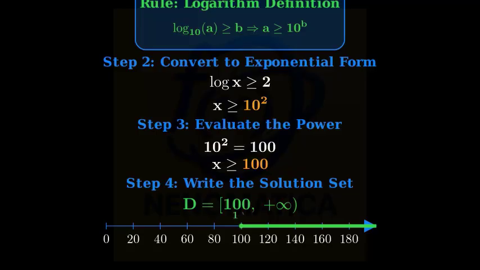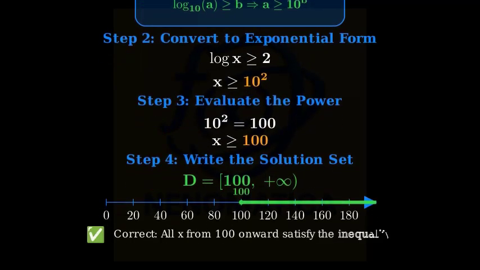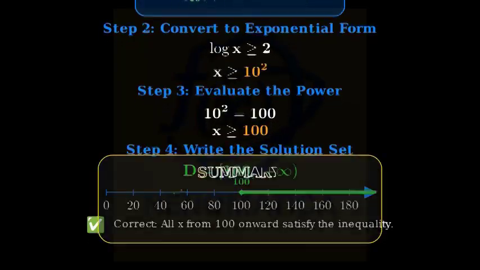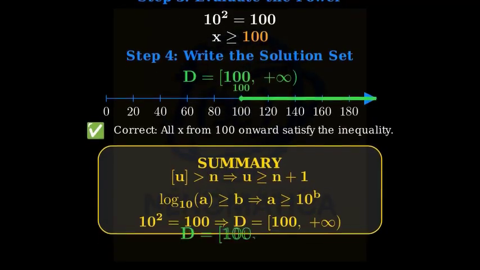Summary. We used the floor function rule, then converted the inequality with the common logarithm definition, evaluated 10 squared, and wrote the solution set. Final answer: x greater than or equal to 100.